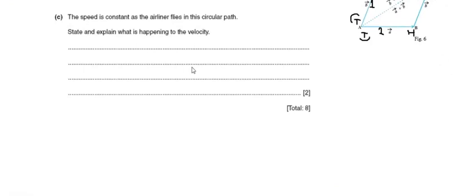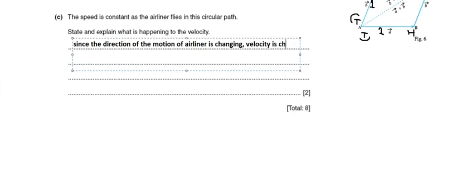So here we can write down: since the direction of the motion of the airliner is changing, the velocity is changing, but the speed remains constant.